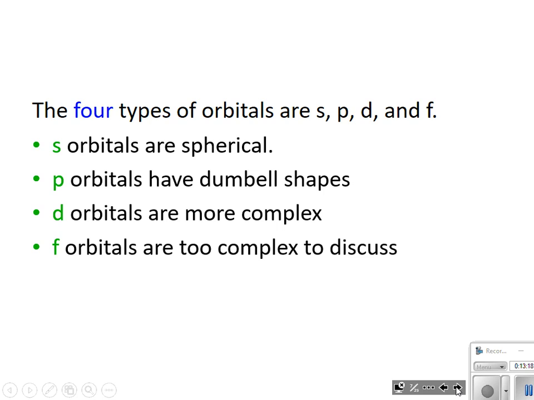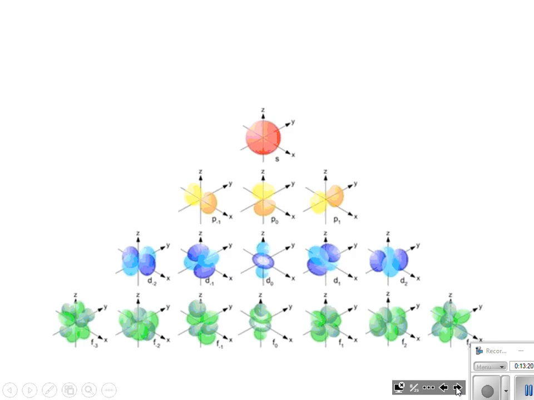So, here we go. Up at the very top here, this is s, spherical. These yellow ones are the 3 p orbitals. These purplish, bluish ones are the 5 d orbitals. And here are the 7 f orbitals.